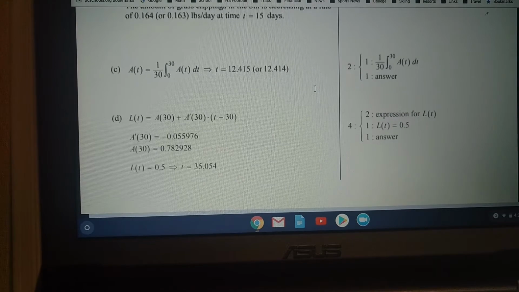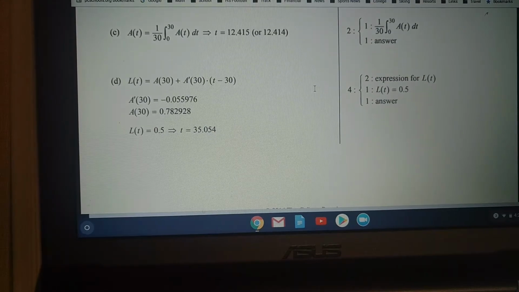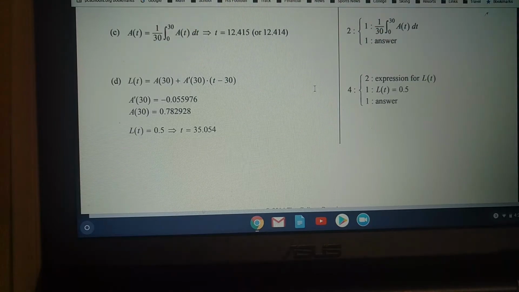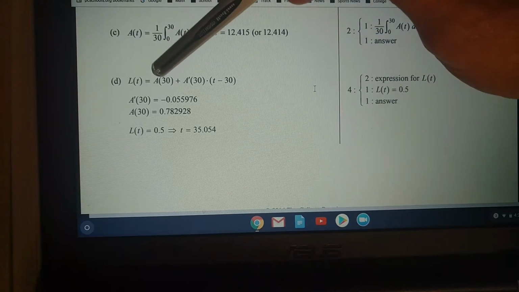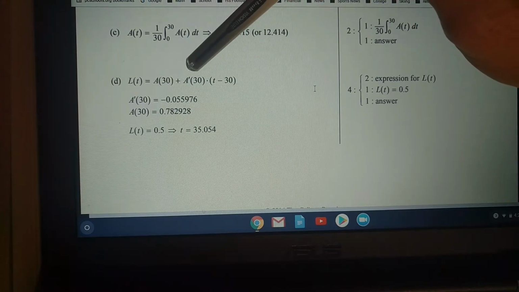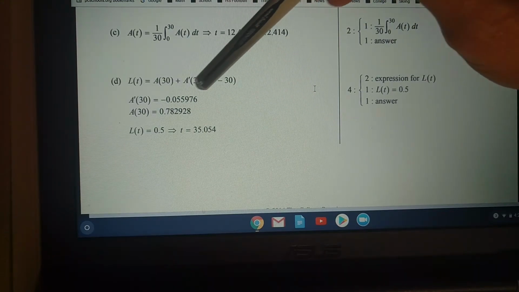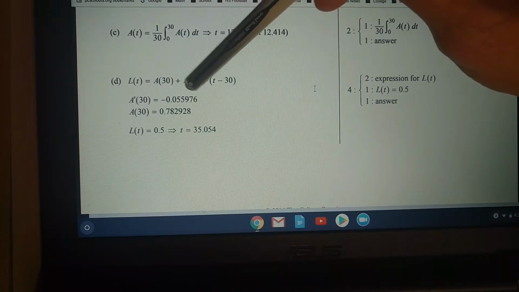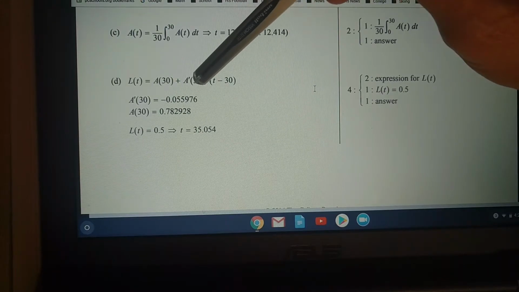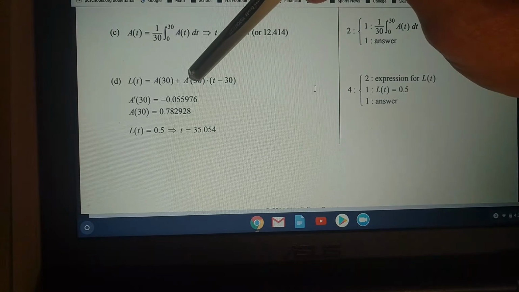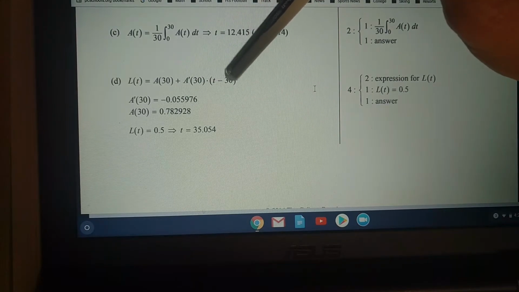Then for part D, 2 points for this correct expression for L of t. So you have to know that it's the amount, the ending amount, plus, and now here's our tangent line approximation. That's our y1 essentially there. This is our rate, our slope, our derivative at that point. And we don't know what the derivative is beyond that, but we just get the derivative at that point, and we have our t minus 30.